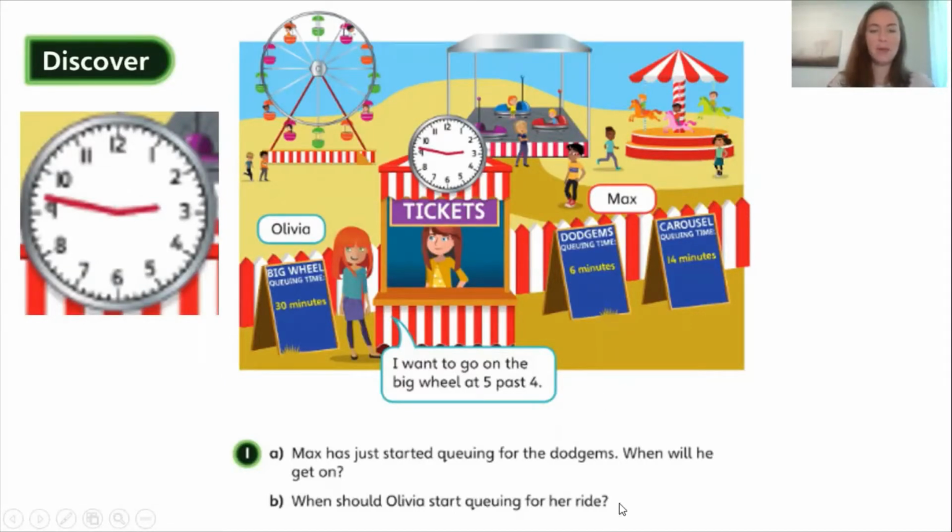For part B, Olivia wants to go on the big wheel at 4:05. The big wheel queuing time is 30 minutes. So what time should she start queuing? Pause the video now and have a go at working out some answers for yourself, and then come back to the video when you're ready to go through the answers with me.